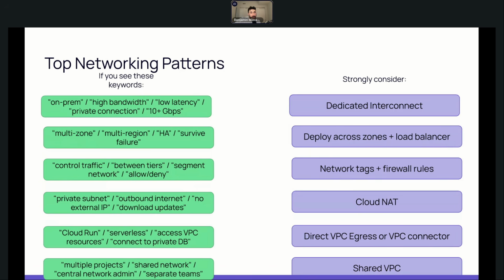Top networking patterns. All right, so if you see on-prem, high bandwidth, low latency, private connection, or needing a fast connection, think of Dedicated Interconnect. There are multiple types of interconnect under Cloud Interconnect, the service, but Dedicated Interconnect is the one that's most likely to be pushed as the answer to a question. Not saying the other ones couldn't, but Dedicated Interconnect is the most common that shows up in use cases on GCP exams.